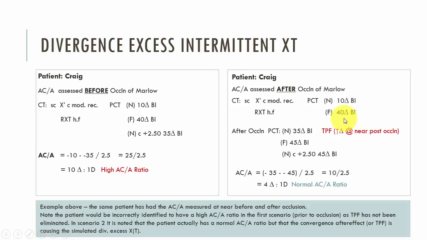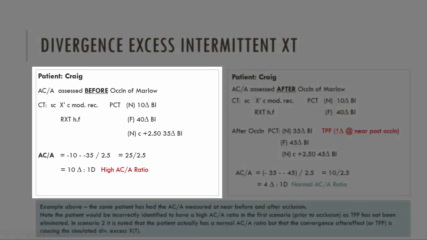Now, let's measure the AC/A ratio before occlusion of Marlowe. In this instance, what we've done is we put up +2.50s at near, and the patient has a 35 diopter base-in exo deviation with these plus lenses. We will compare the near 10 to the 35 with the lenses on, and divide by the lens provided, which is 2.50, and we end up with a 10:1 ratio.